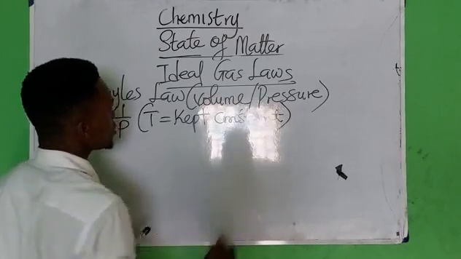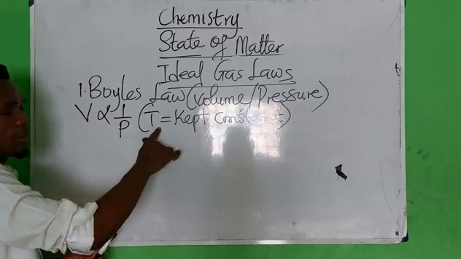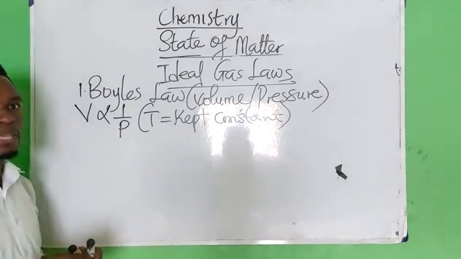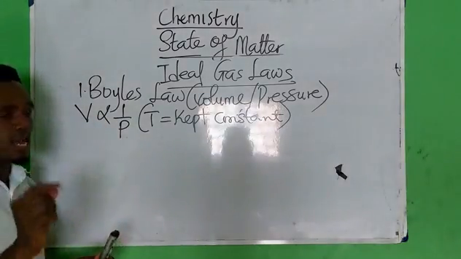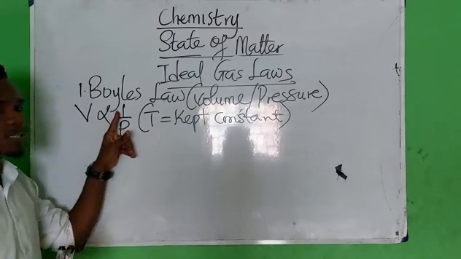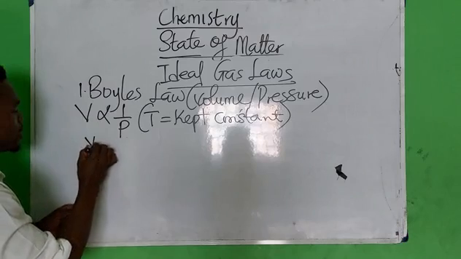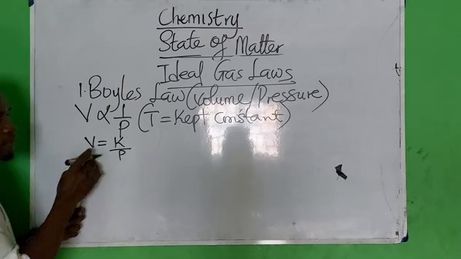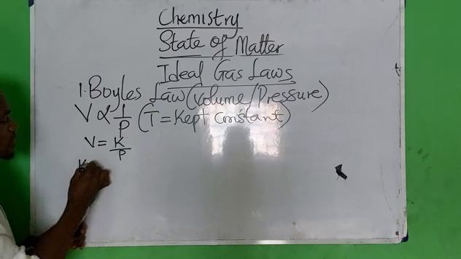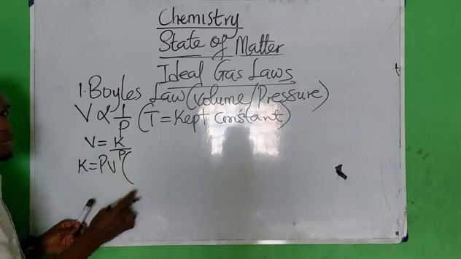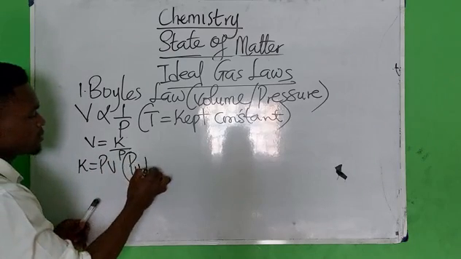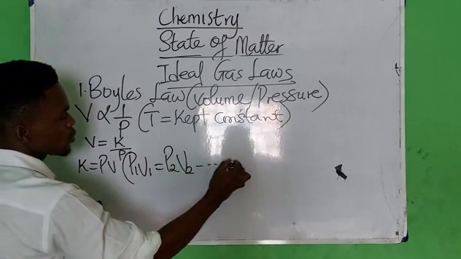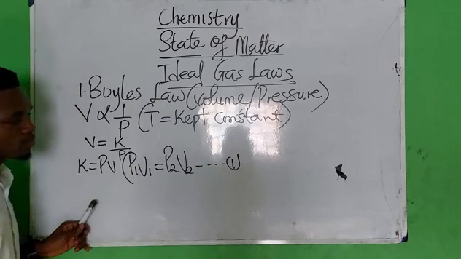So which means that in Boyle's law, the temperature is what? Kept constant. So from here, if I were to eliminate the proportionality sign, I will have to introduce constant K, right? So that becomes V equals K over what? P. If I cross multiply, I'll have K equals PV. Therefore, this becomes P1V1 equals P2V2. So this is what? Boyle's law.